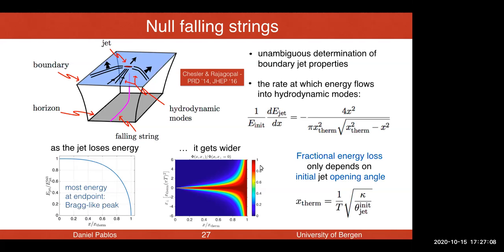This observation led the authors to state that the fractional energy loss will only depend on the initial jet opening angle. They computed an energy loss rate in this framework, and it exactly corresponds to the amount of energy that flows into hydrodynamic modes. That's a well-defined quantity, and by using the null falling strings, they can have an unambiguous determination of the boundary jet properties. So it's a reformulation of the problem in terms of geometry, which is a lot of fun. It's very elegant, and it allows us to go to the strongly coupled regime.